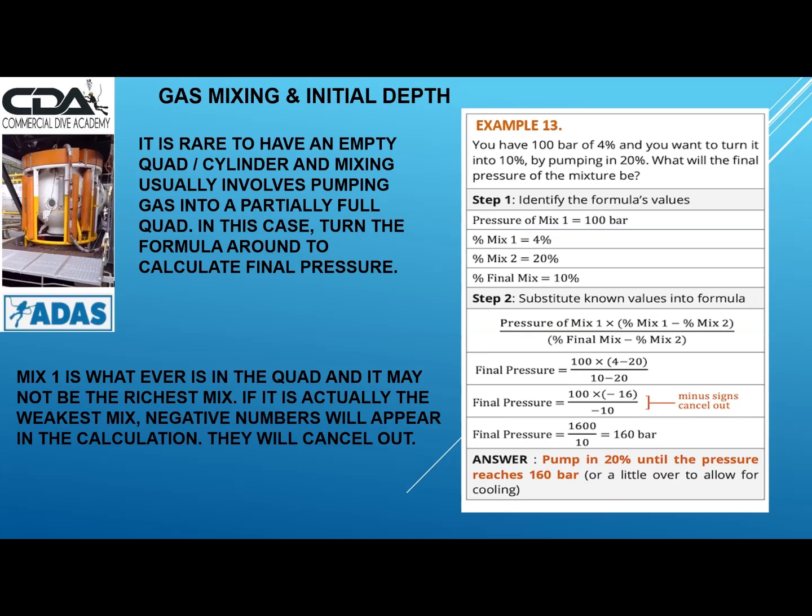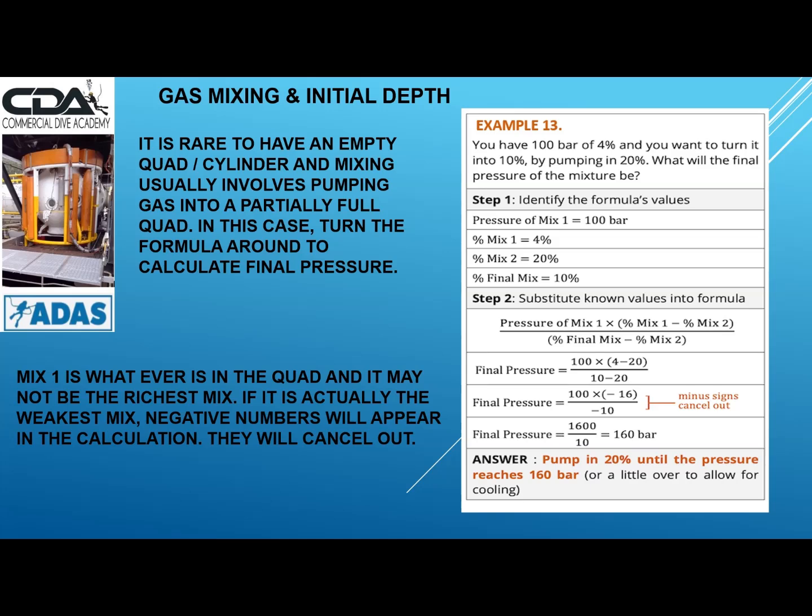Okay, it's rare to have an empty gas quad or an empty cylinder. So mixing usually involves pumping gas into a partially full quad. In this case, turn the formula around to calculate final pressure. Looking at the example there, we've got 100 bar of 4% and you want to turn it into 10% by pumping in 20%. What will the final pressure of the mixture be? There are all our figures, the values. Then we look at the formula, you can see it's changed slightly. We've got pressure of mix 1 instead of final pressure.